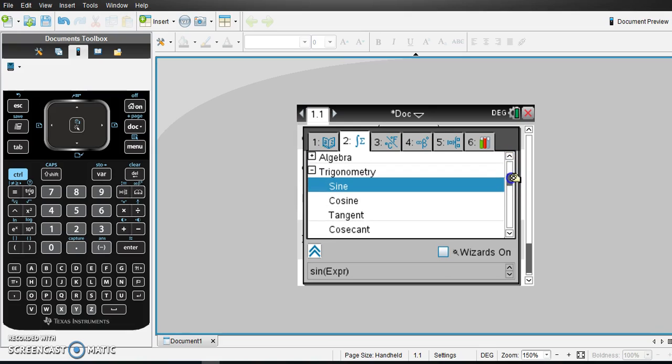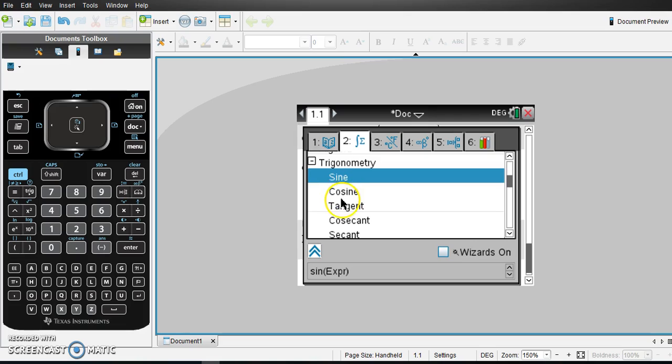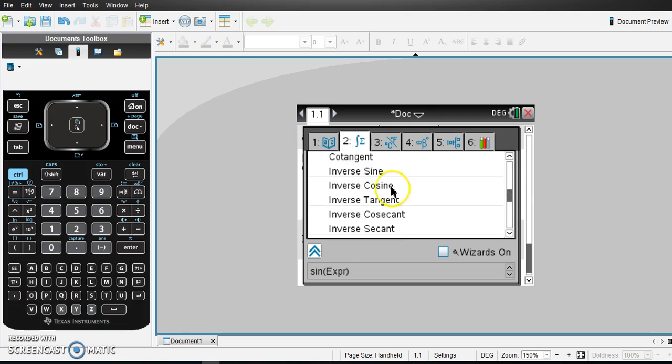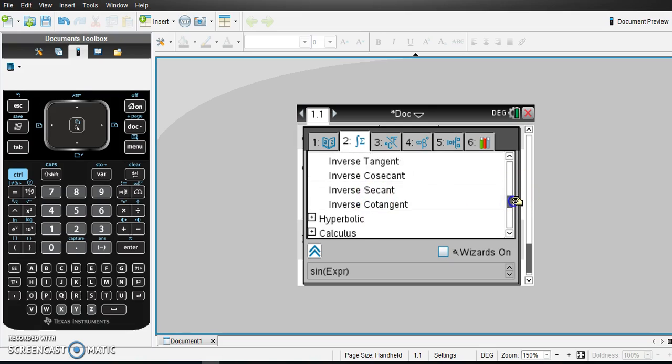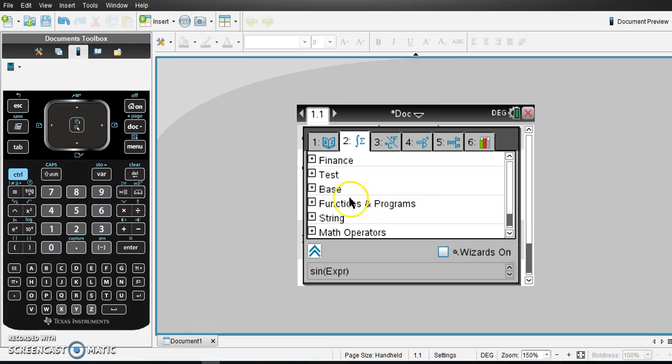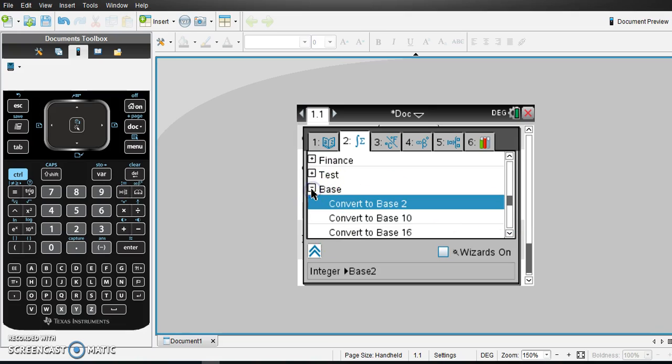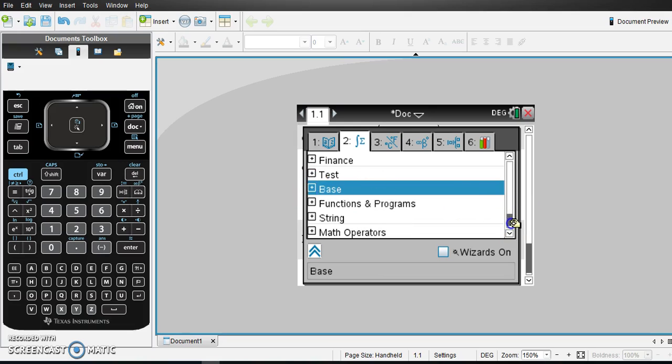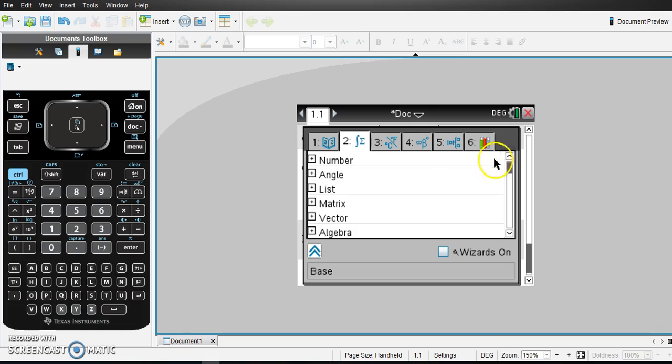Under trigonometry, it also allows us to add in the sine, cosine, and tangent, and also the inverse sine, cosine, and tangent, just like this. Otherwise, there are a few different things. For example, we can convert numbers to binary automatically using the calculator. But they're the main things I wanted to show you there.